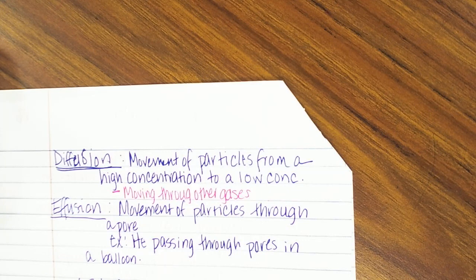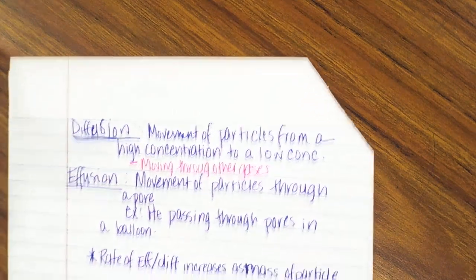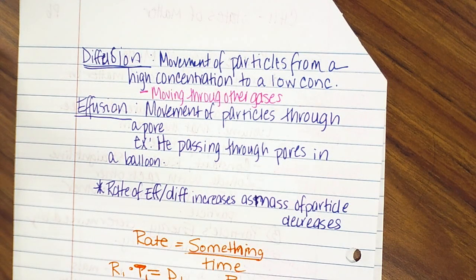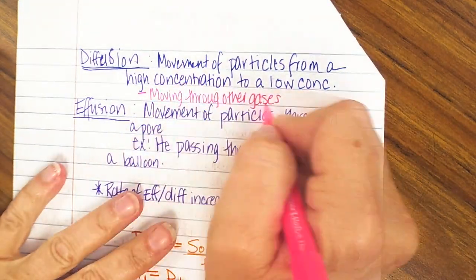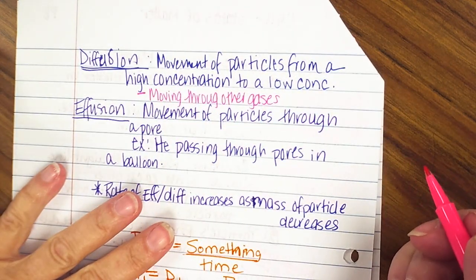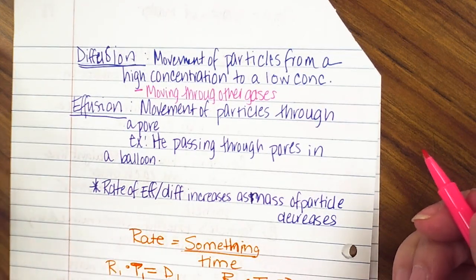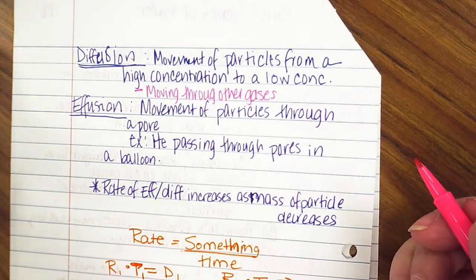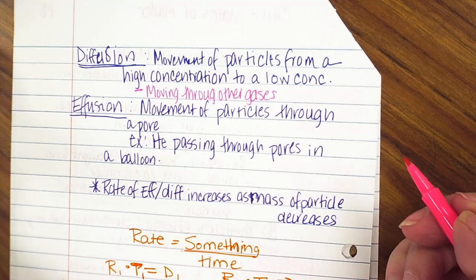biology, we're talking about particles moving through a semi-permeable membrane, but those particles are in solution. So when we're talking about particles in diffusion here, the particles are moving from a high concentration to a low concentration, just like diffusion in biology, but they're not in solution, and so their movement is through other gases. So basically, diffusion is movement from high concentration to low concentration, however that happens. Okay?